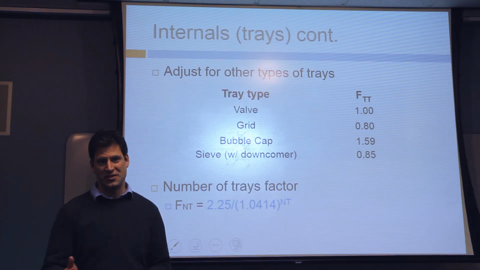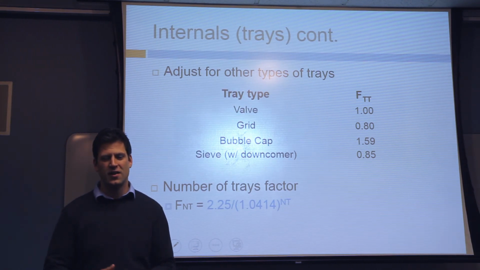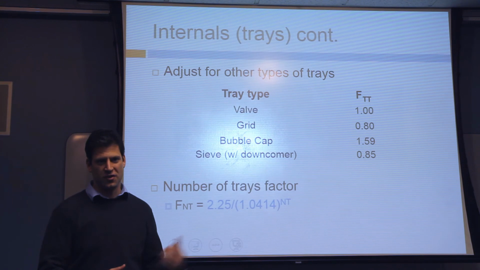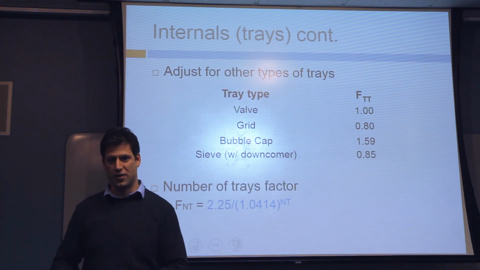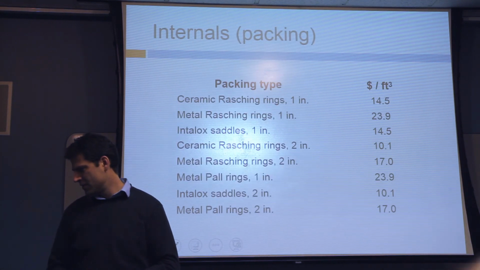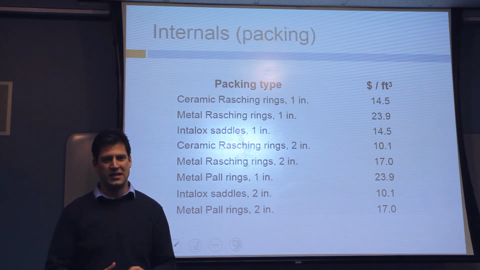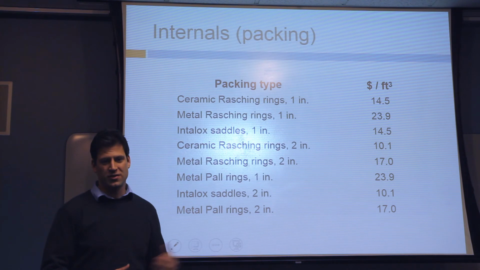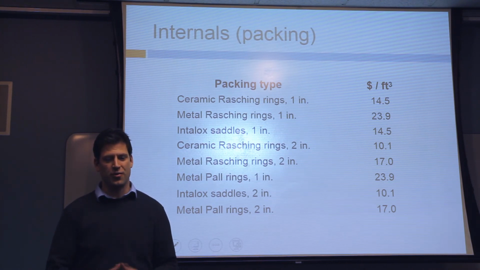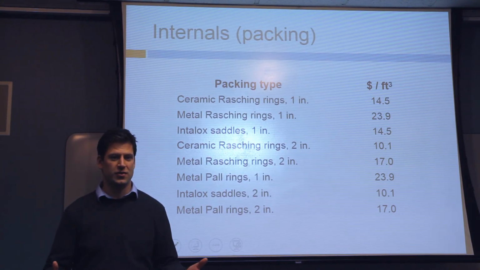Another factor you want to consider is the number of trays factor that is required to use in the final equations which we're working towards. That's given at the bottom there. That's a function of the number of trays you determine you need. Okay, determining the cost of the packing is quite easy. You'll find a number of tables such as this one that will give you the price per unit volume for different types of materials. It's really easy. You just find the volume you need to fill, and you multiply it by the cost per unit volume.